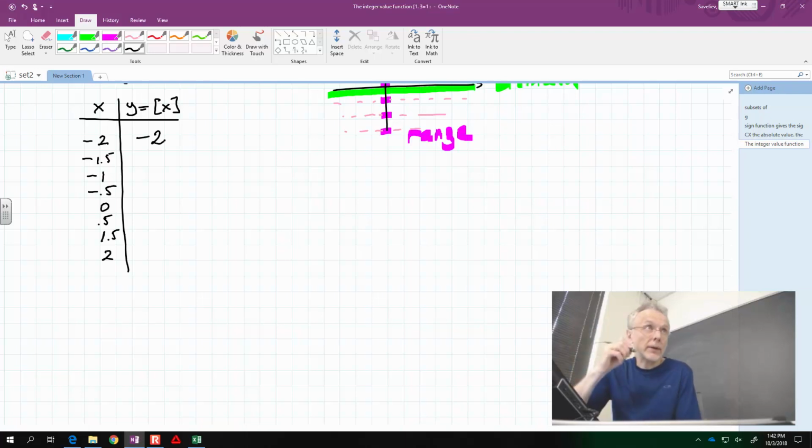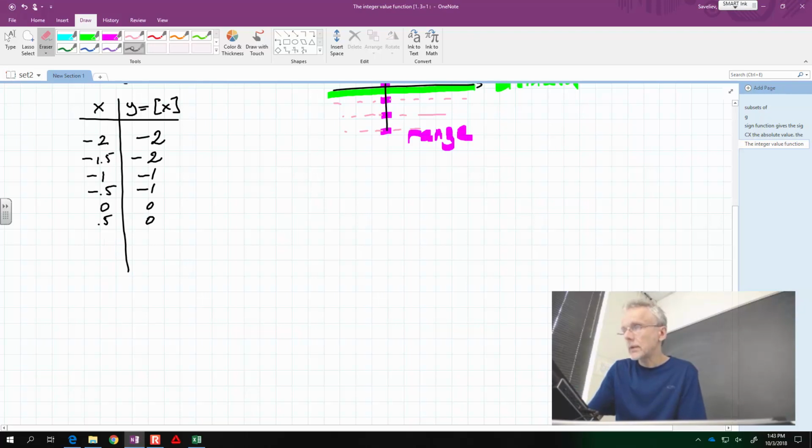No, you got to go down. Negative 1.5 down is negative 2. From negative 1, you're not going anywhere. For negative 0.5, you're going to what? Down. Negative 1. Okay, 0, 0. I'm sorry, I skipped 1. So 1, 1.5, 2: 1, 1, 2. Okay?